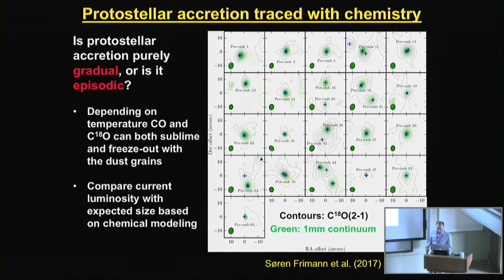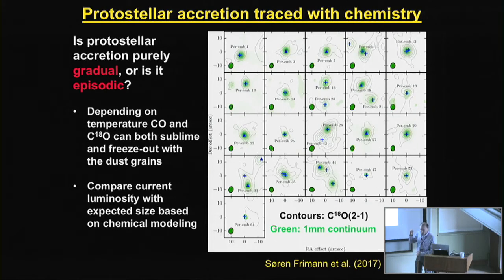And so let's start with accretion. This is a paper that Soren Freiman published earlier this year. What we're looking at right here are contours. The contours are C18O 2-to-1 contours, and the green is 1 millimeter continuum. The idea of this paper is, can we use the C18O to see if accretion is gradual or episodic? One way you can test this is if you know the bolometric luminosity of the source, you have an idea of where C18O and CO are going to freeze onto dust grains.